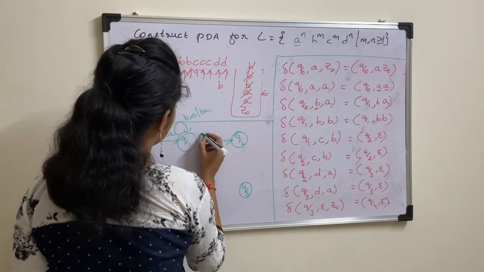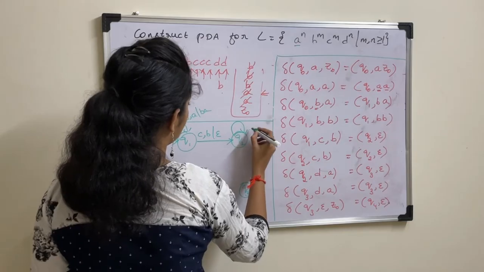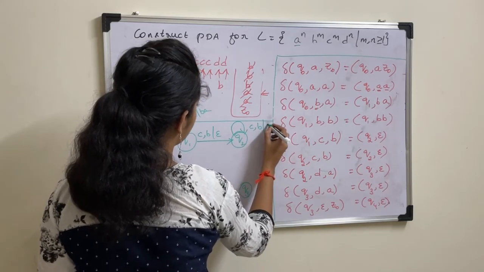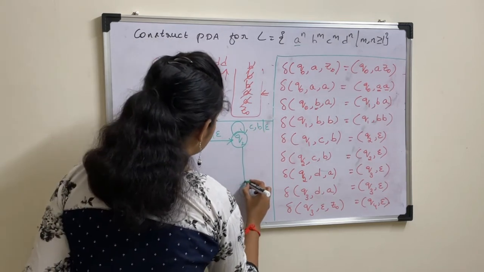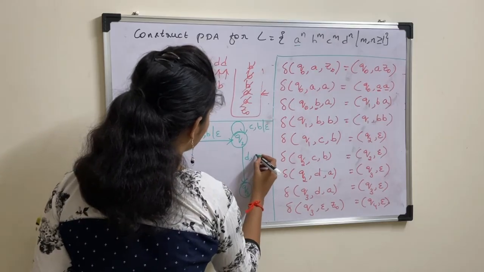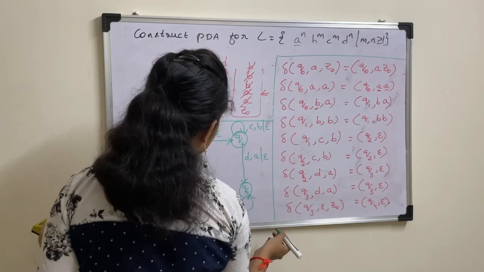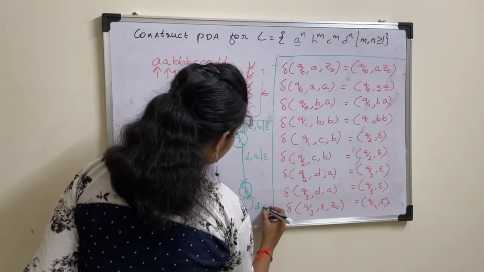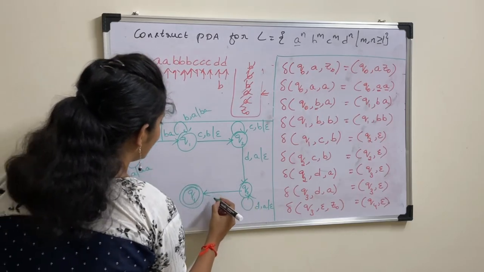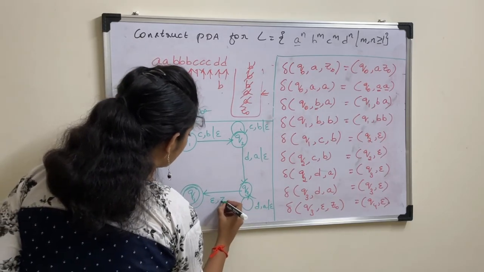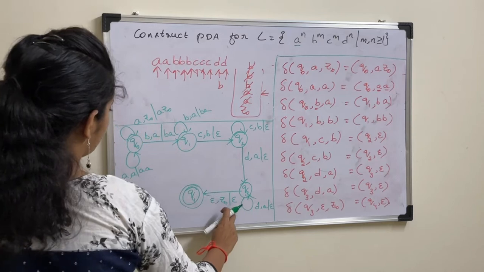Now, input symbol is C, top of the stack B, then pop. Input symbol is C, top of the stack B, pop. This function is the same for any number of C's, so make it a self loop. Now input symbol D, top of the stack is A, so pop. You can have any number of D's. After performing this, finally the input is empty, the top of the stack is Z0, and if you pop Z0 also, it produces epsilon.